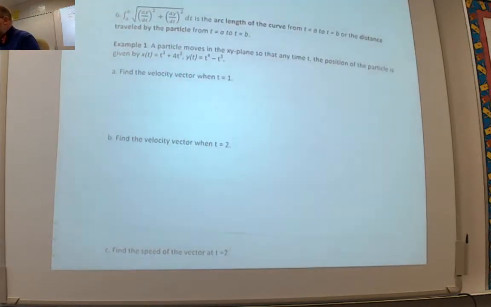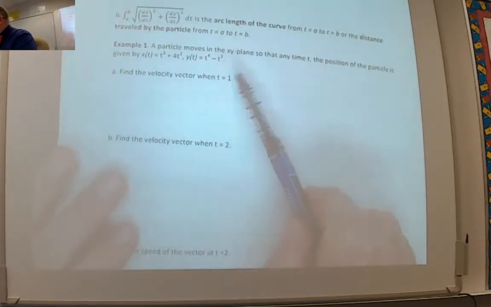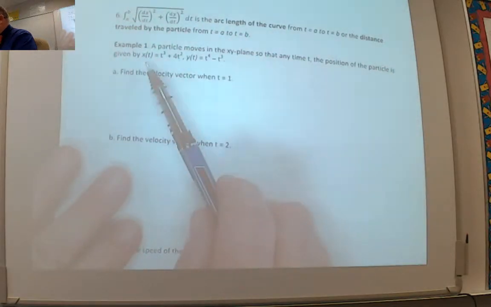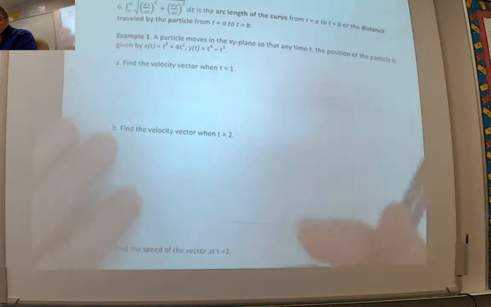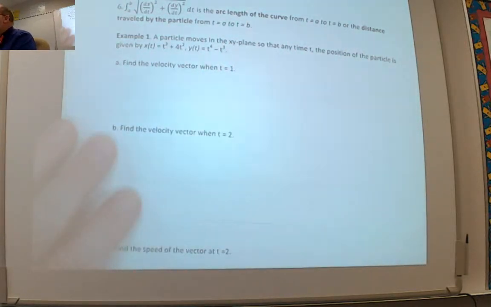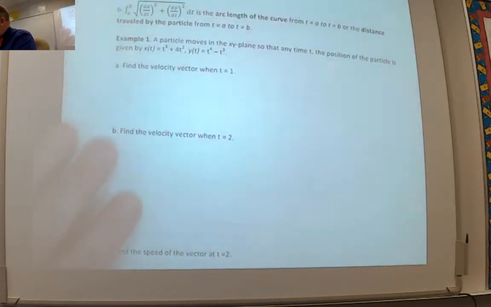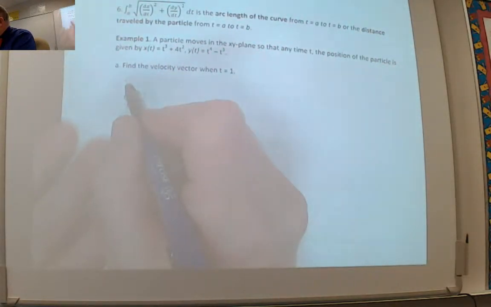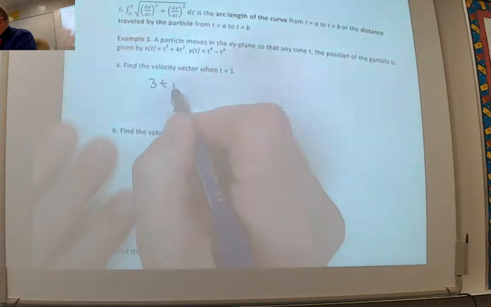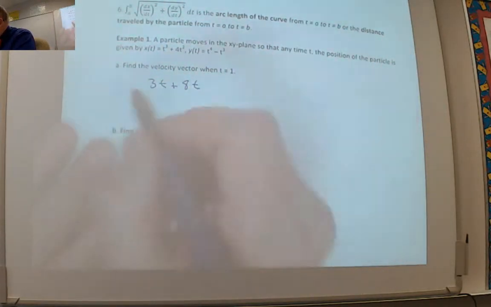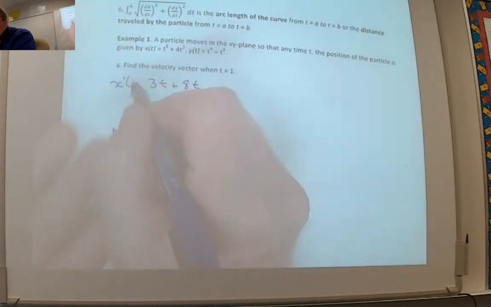Example 1. A particle moves along a plane at any time t, so the position of the particle is this. What's the velocity vector when t equals 1? Any ideas at all? Olivia? 3t squared plus 8t. Okay, what is that? What would that be? That would be the derivative of the x. You forgot the squared.